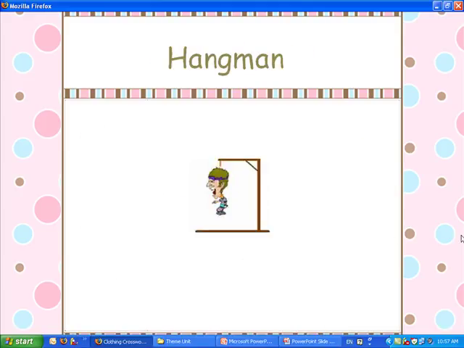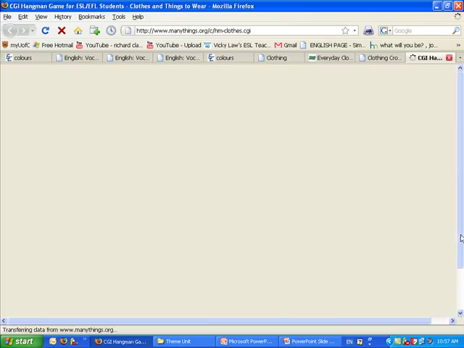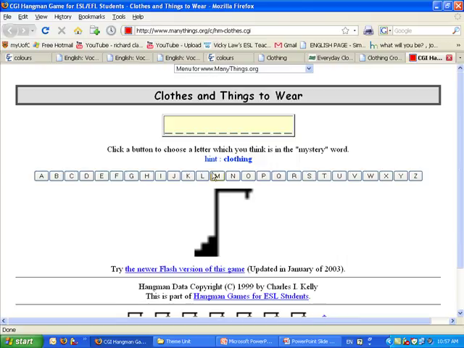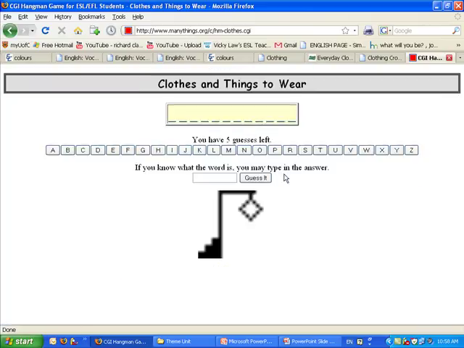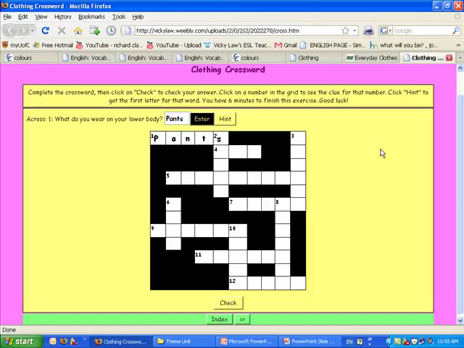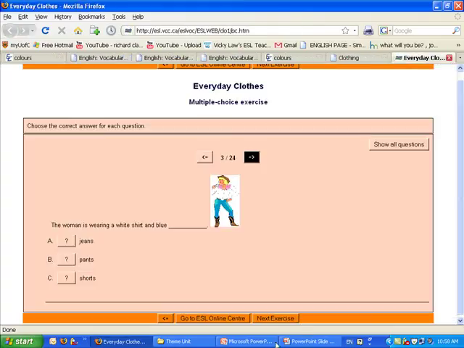Next one is Hangman. This is to check students' knowledge of spelling for those words. For example, click a button to choose a letter which you think is in the mystery word. So if you think Q, and you have 5 guesses left, students can think of any words or letters they want. If you know what the word is, you may type in the answer. So you can use this as a group competition or individual work.